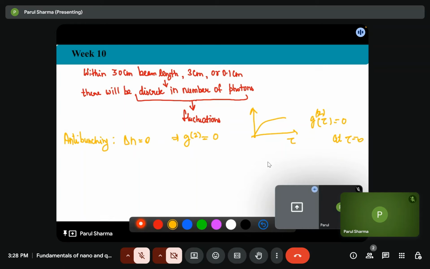So one more important thing. In the initial days, we were showing the lasing characteristic by decreasing the line width. But it is not necessary that if the line width is decreasing, then it is a coherent source. For that, we have to check G2. Sometimes it's not that it is lasing, it just amplifies the spontaneous emission.